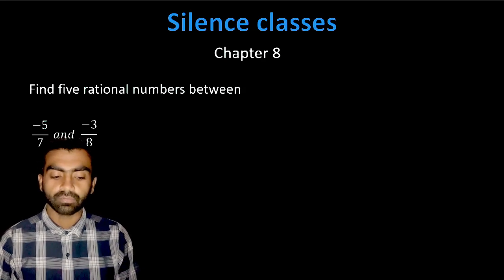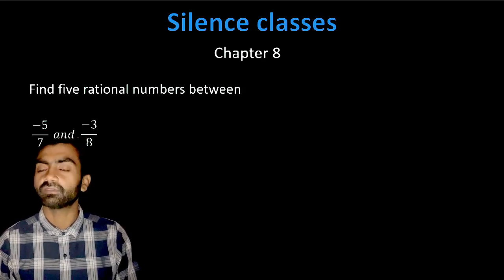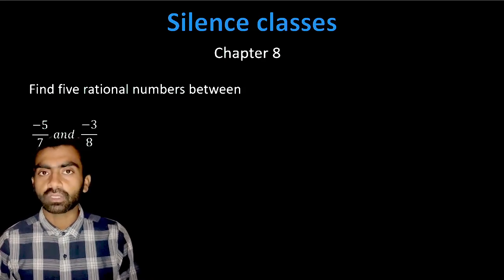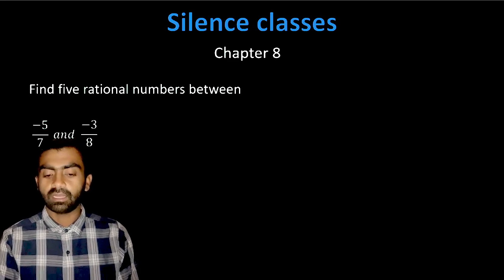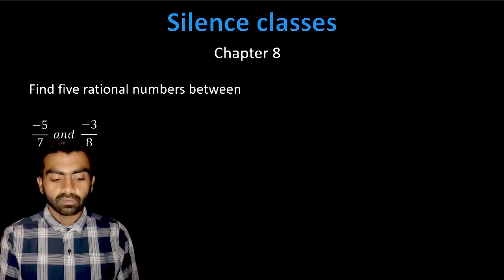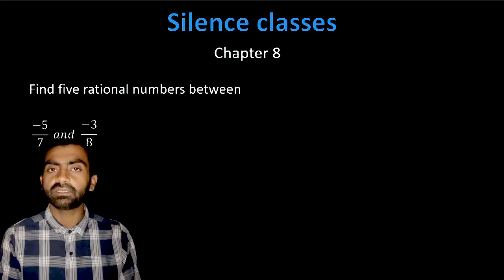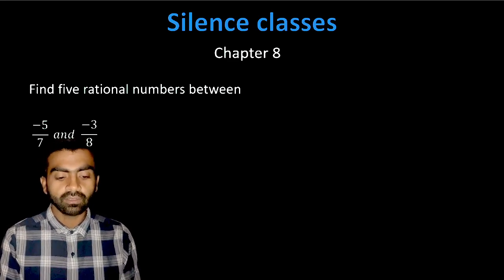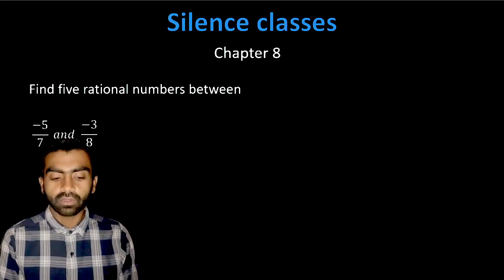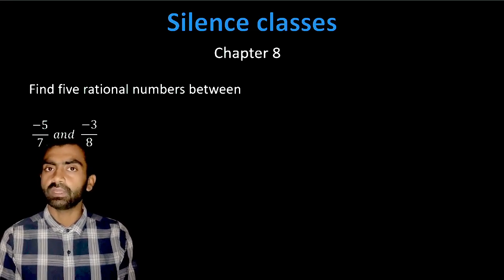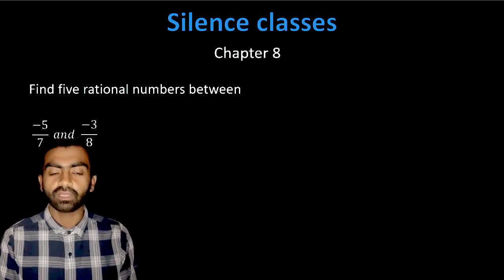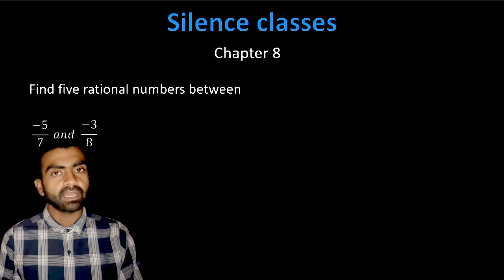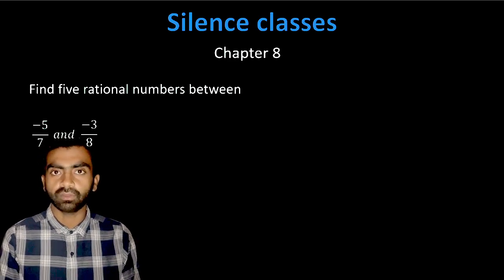Find 5 rational numbers between -5/7 and -3/8. In the introduction part I have explained each and everything, what we have to do first. I'll briefly explain over here. First of all we have to make the denominators equal. Then to find the 5 rational numbers, we can multiply by 5, or directly multiply by 10, 20, 30 like that, to make the numbers bigger, so we can find 5 rational numbers between them. You can go and check it out.